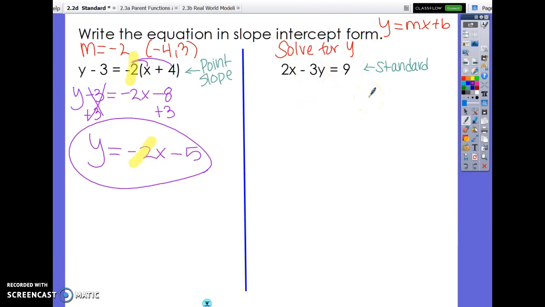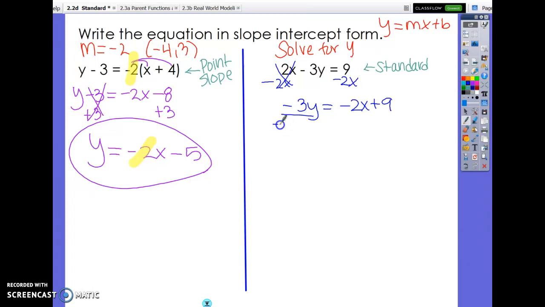2x minus 3y equals 9. In order to write it in slope-intercept form, we just need to solve for y. We had a whole section in Unit 1 where we looked at equations like this and rearranged them so we had y isolated. So we're going to need to subtract 2x from both sides. That cancels each other out. -3y equals -2x plus 9. Remember, -2x and 9 are not like terms, so we can't combine them any more than that.